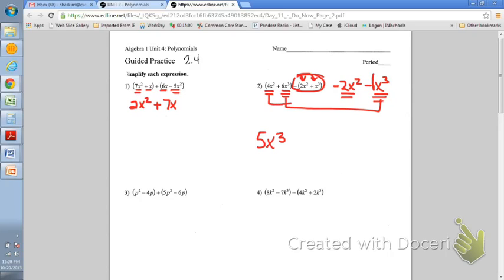Then I combine my two terms that are to the second degree. I have a positive 4 and a negative 2, so I have to subtract. 4 minus 2 is 2. Bigger sign is still positive, x to the second power.